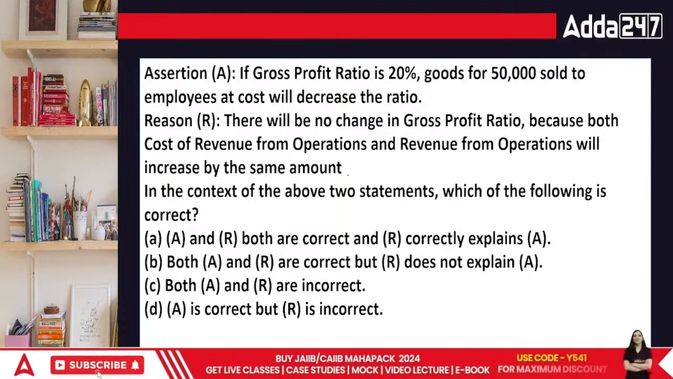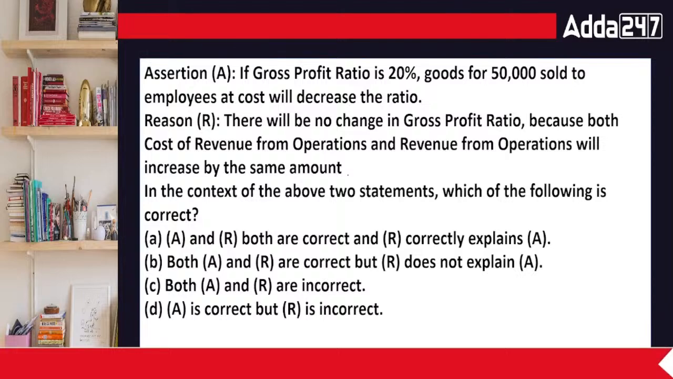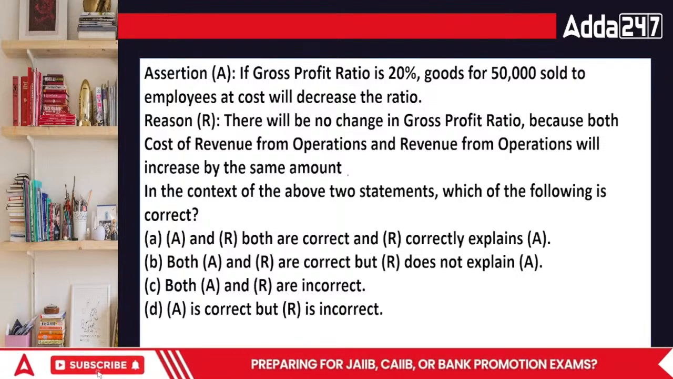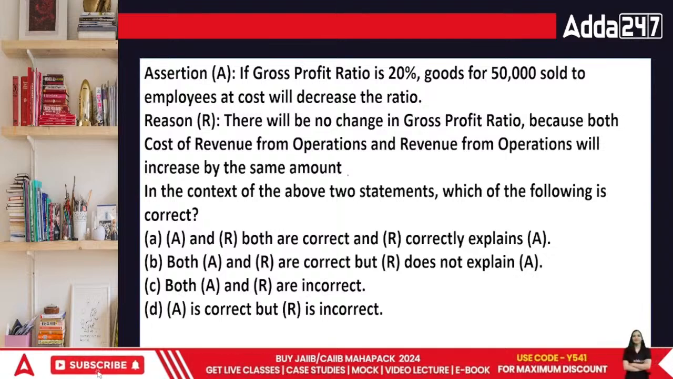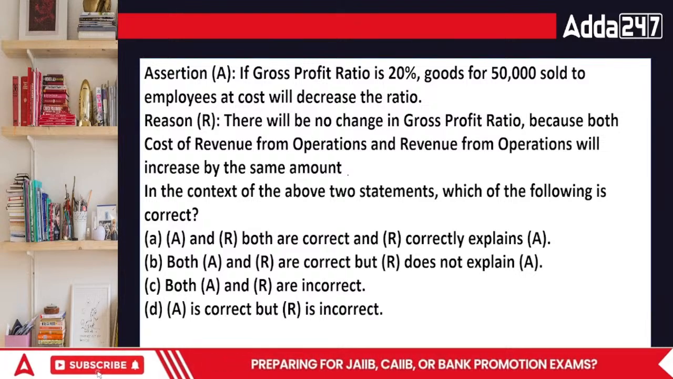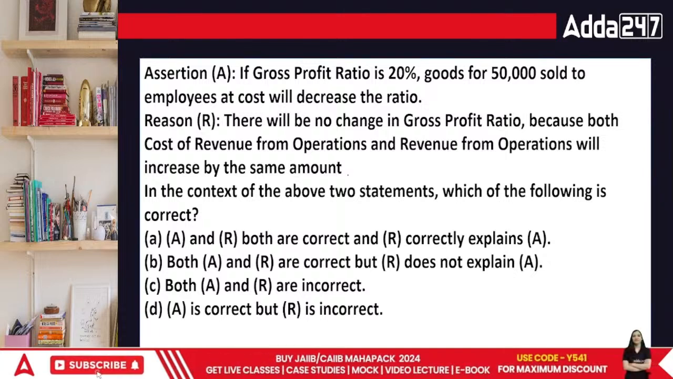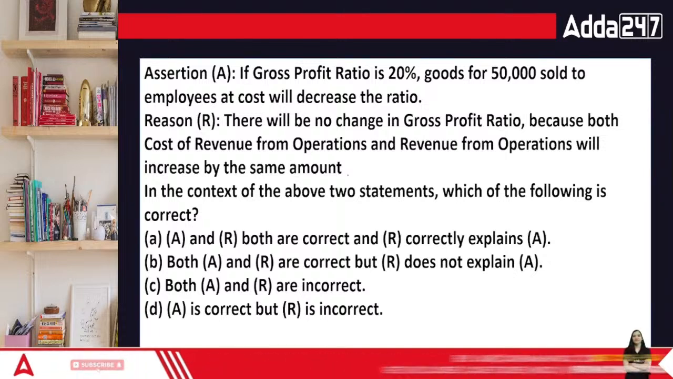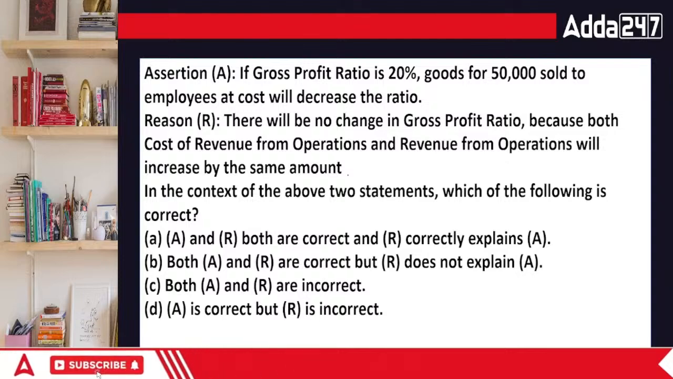Acha, everyone, if the GP ratio is 20%, goods for 50,000 sold to employee at the cost which will decrease the ratio. There will be no change in gross profit ratio because both the cost of revenue and revenue from operations will be increased by the same amount.